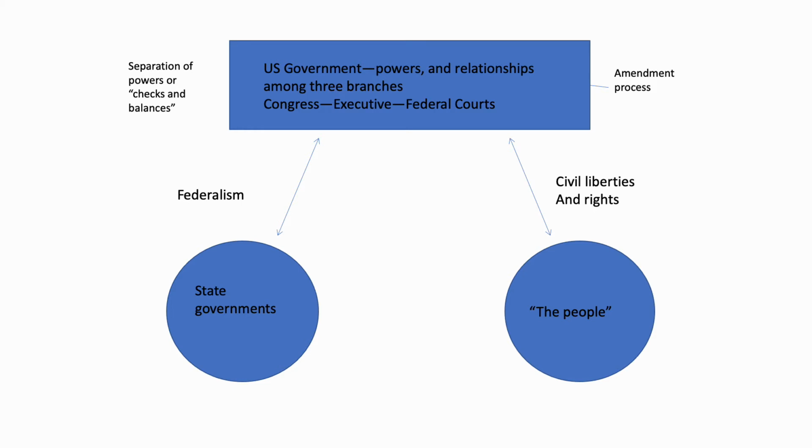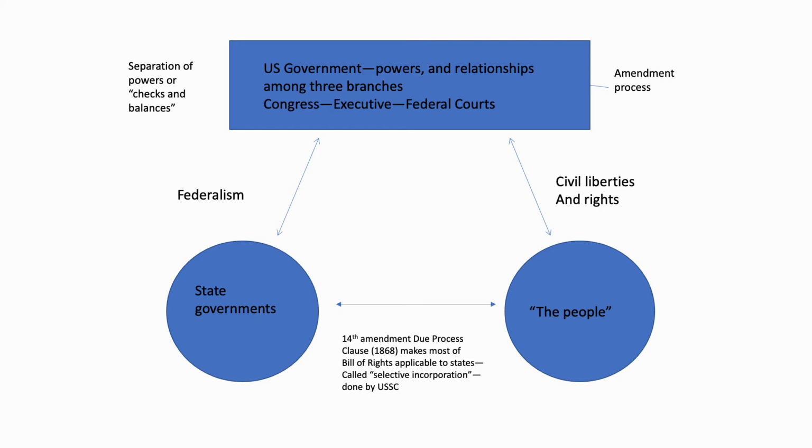So basically there's a picture of how things look. You have a U.S. government with certain defined powers and relationships among the three branches. We call it separation of powers. Some people call it checks and balances. And then we have state governments and the doctrines of federalism. And then we have, quote, the people, the individuals, who get certain civil liberties and rights, which are explained in the text of the Constitution.